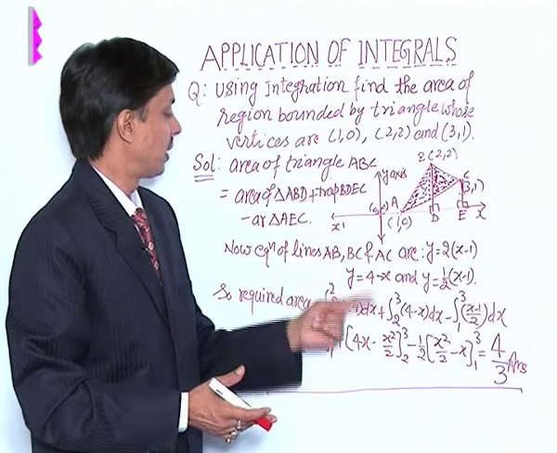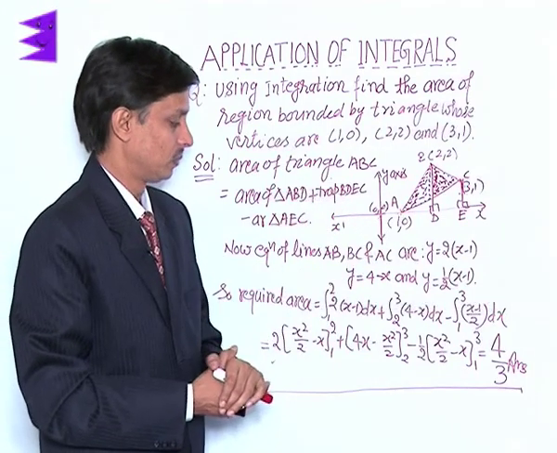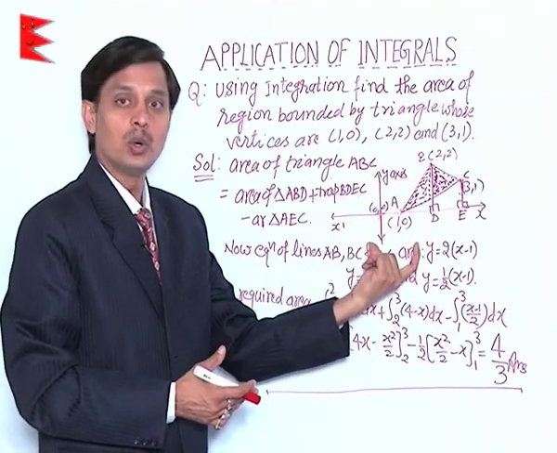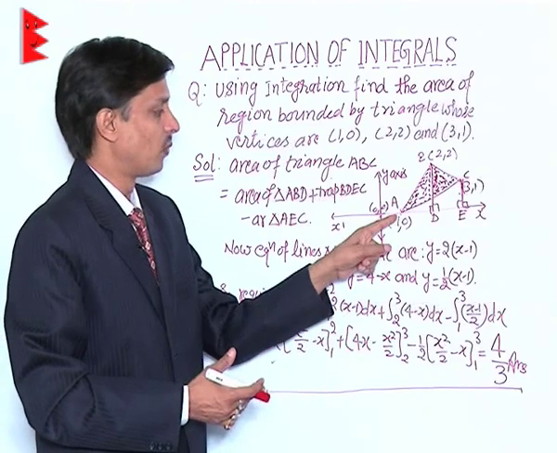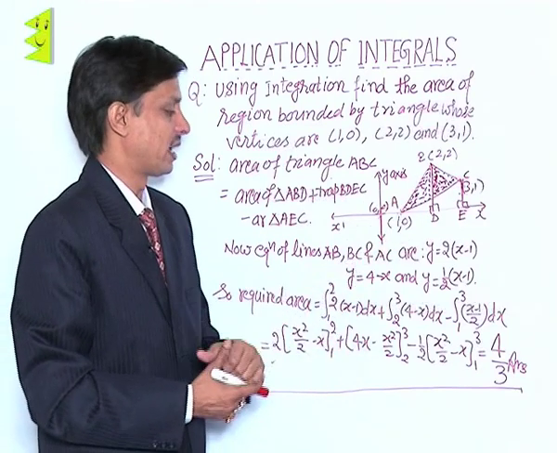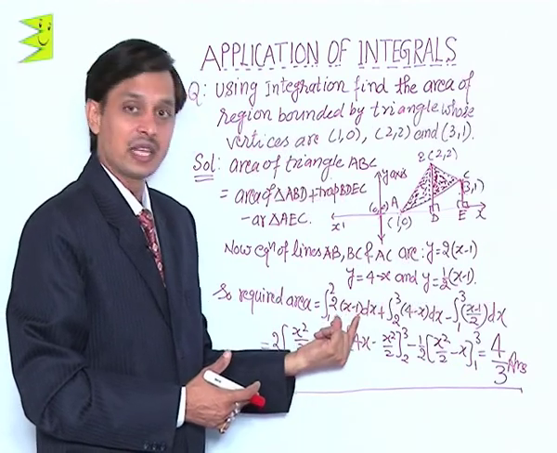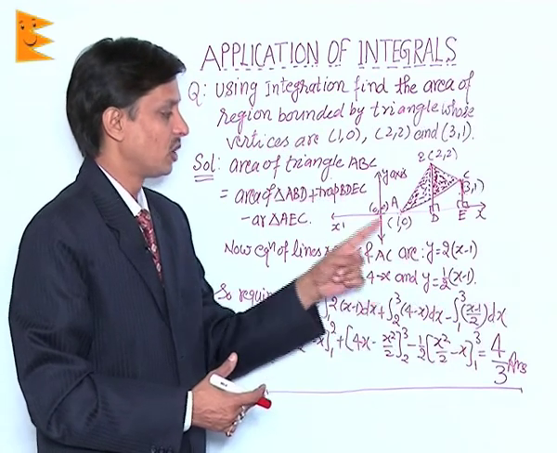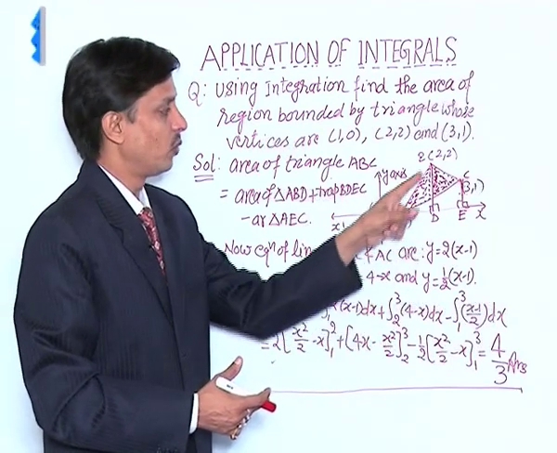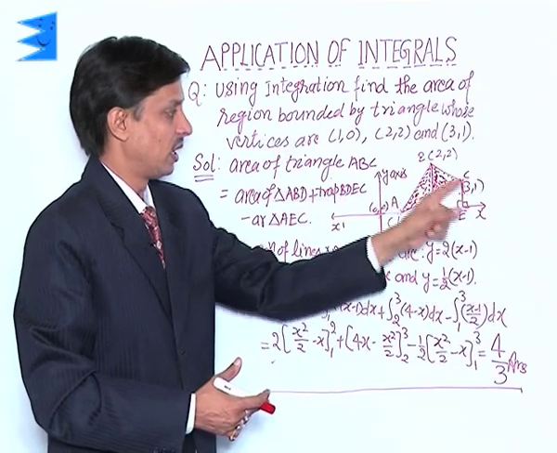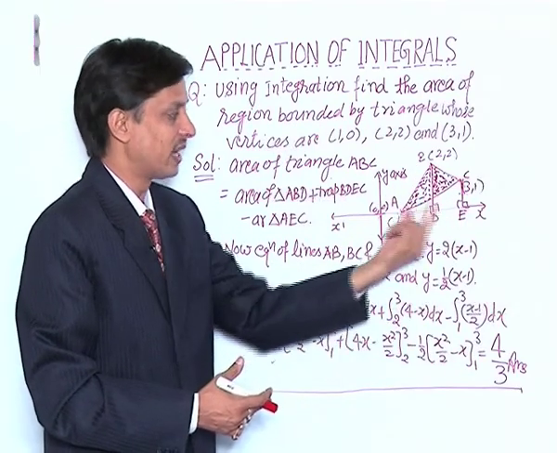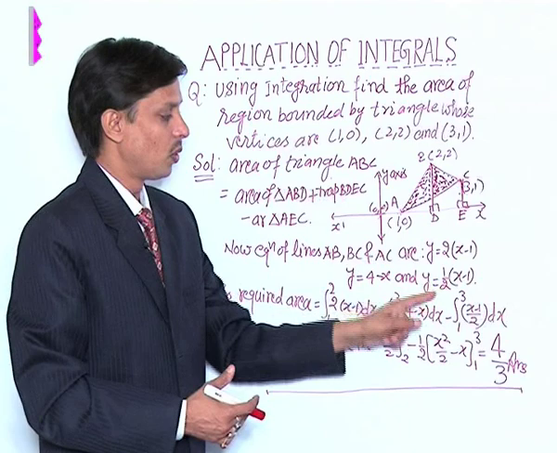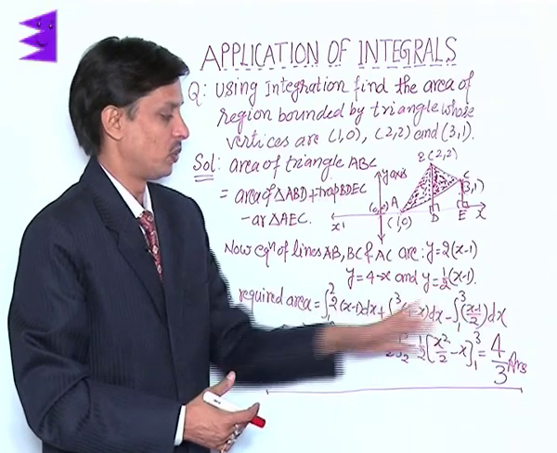Why? Because to obtain the first area of ABD, we have limits from 1 to 2. This is 1, this is 2. The equation is y equals 2 into x minus 1, so we put it here with dx. For the second, 2 to 3, this trapezium, y is 4 minus x, and in the third, in place of y it is half of x minus 1 dx.